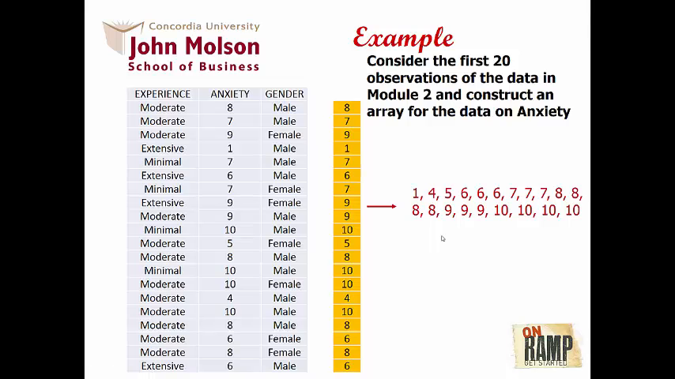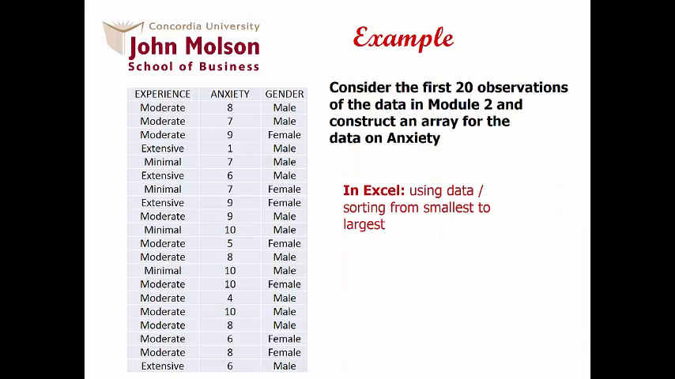Easily done for 20 observations. But if I have several hundred observations, it becomes more difficult. Of course, in Excel, I can use data sorting from smallest to largest, and that will give me the answer. And of course, I would like to expand this realignment so that the other variables move accordingly. And we'll find this.